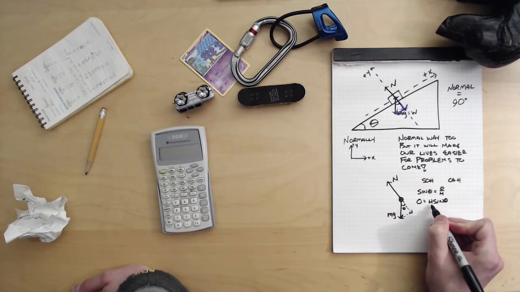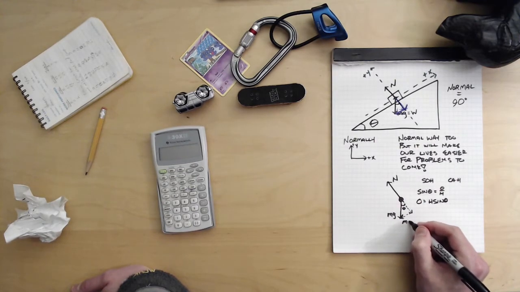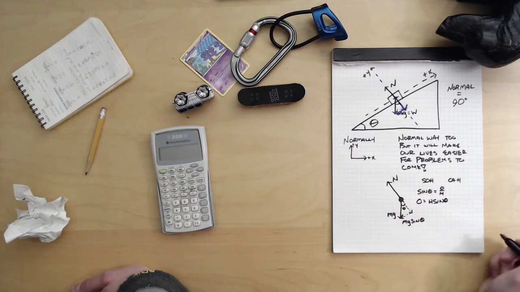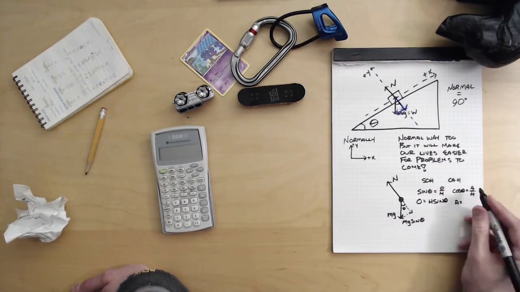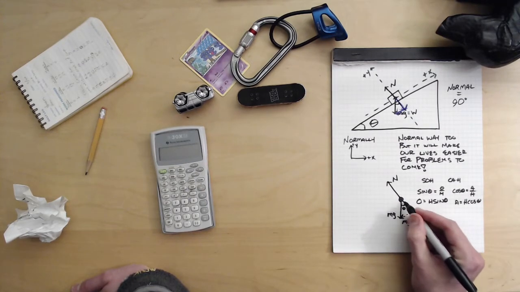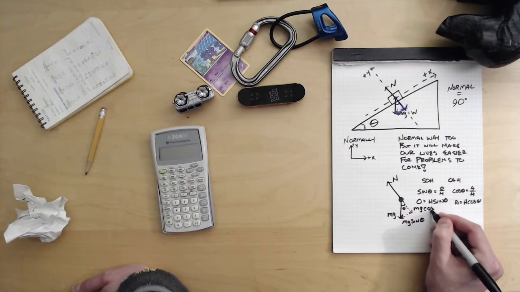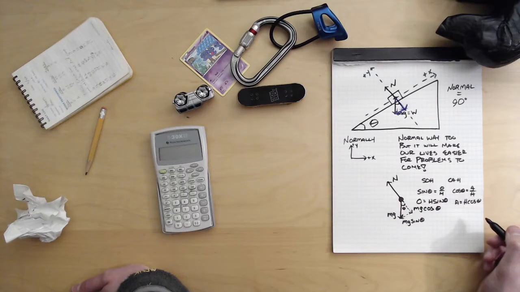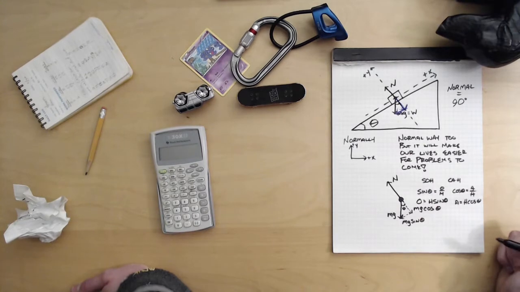So h is going to be our weight here. So this side is going to be mg sine theta. And if we go through again, that means this side right here is going to be mg cosine theta. Okay, so now we have all of these sides together.